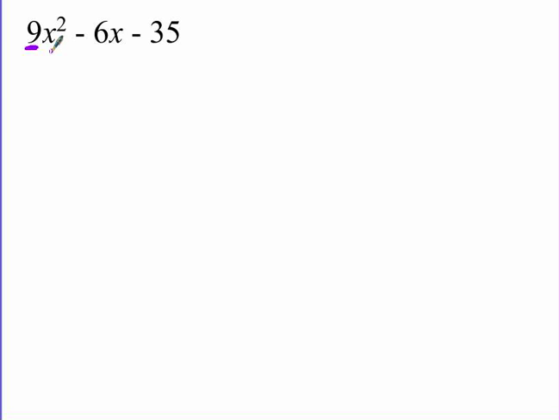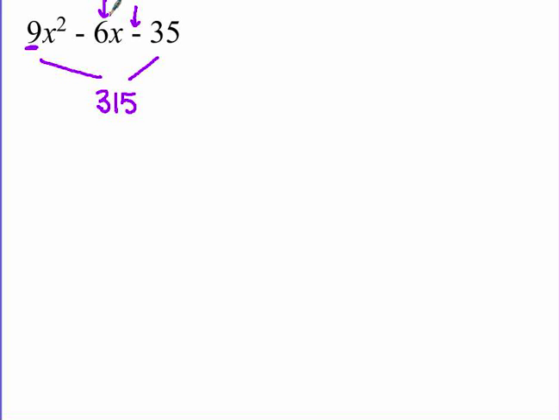So what I need to do is take first times last. So what's 9 times 35? And this is where your calculator is probably going to be handy. 315. So 315, I'm looking for 2 factors of 315 that differ by 6.